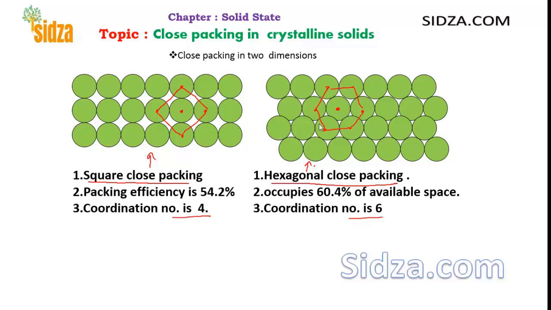And next point, just looking at the two diagrams, you can easily find that there is more empty space in square close packing than in the hexagonal. In the hexagonal also we find some empty space, but that empty space is very little. So hexagonal close packing in two dimensions is more efficient than square close packing. In square close packing the packing efficiency is 54.2%, and the space left empty will be 100 minus 54.2%. And here the atoms occupy 60.4% of the available space, and only 100 minus 60.4 is left as empty space.